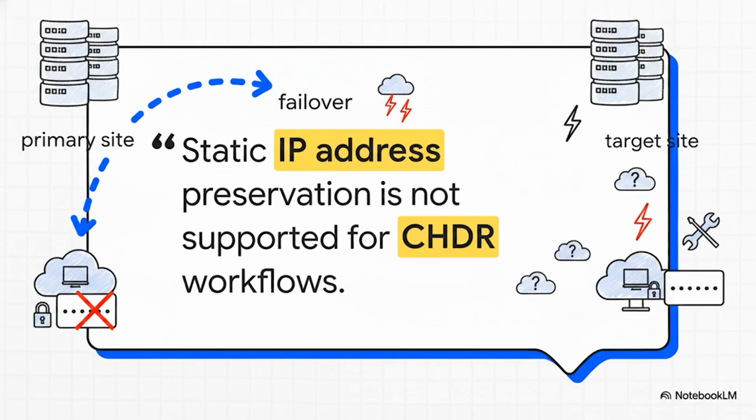It means if your VM has a static IP locked in at your primary site, you're going to be doing some manual typing. CHDR will not drag that static IP across the finish line for you. You have to manually reconfigure the VM's IP address once it lands on the target site.